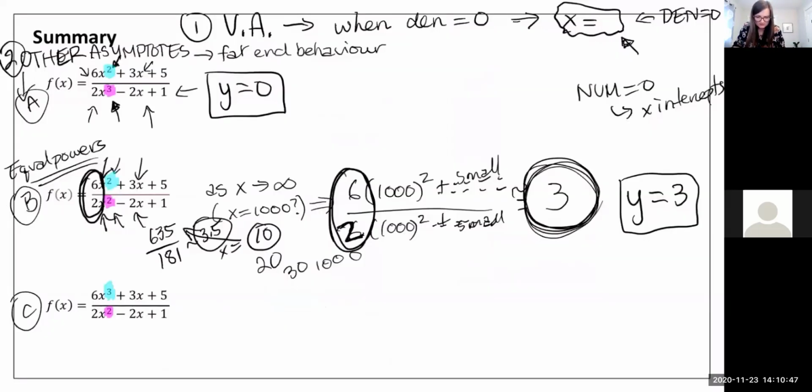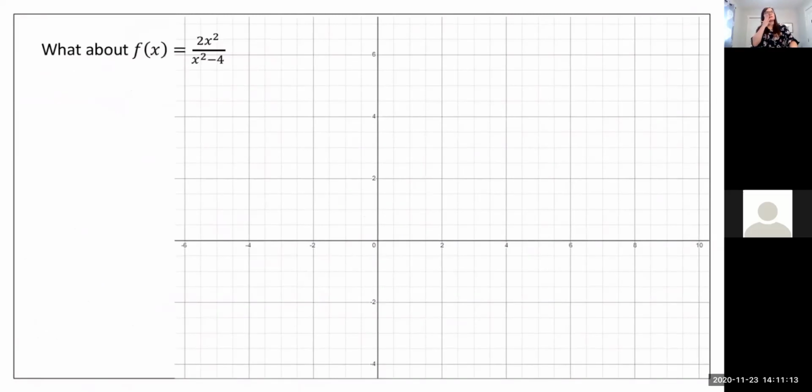So let's try. Take a look at this one. It's got equal powers, equal degrees. Can someone tell me what they think the horizontal asymptote is going to be? Now that you've learned about this leading coefficient thing, what's the horizontal asymptote going to be? Y equals what? 2, yeah, because 2 over 1 is the leading coefficient. That's what that simplifies to.